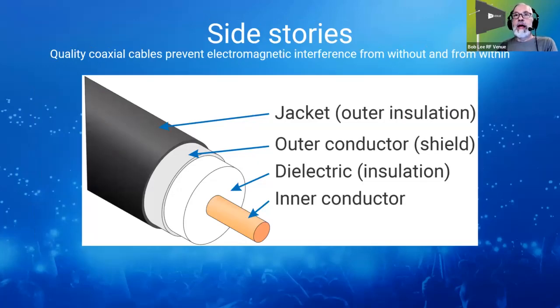Another side story: coaxial cables. This is a topic that we often get questions on. So at the fixed end of the wireless audio system, whether it's mics or in-ear monitors, we use coaxial cables to connect among antennas, distros, transmitters, combiners, receivers, etc.